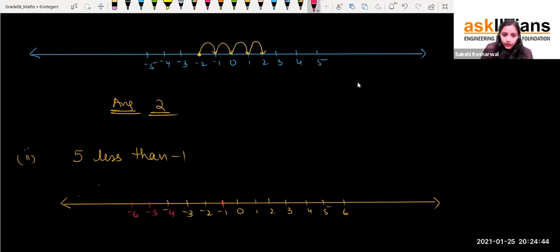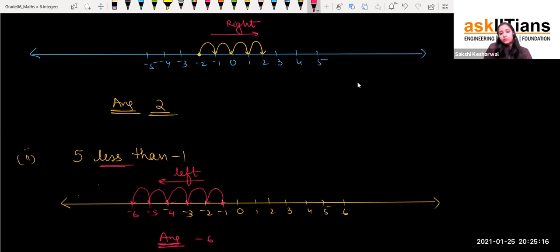So first you have to go to -1 and you have to go 5 less. So 5 less means what? You will be going in what direction? If it is more, you are going right. If it is 5 less, you will be going in the left direction, or not? So this is 1, right? 2, 3, 4, and then 5. If it means less, you have to go left. Yes or no? So your answer will be that you have reached the integer -6.